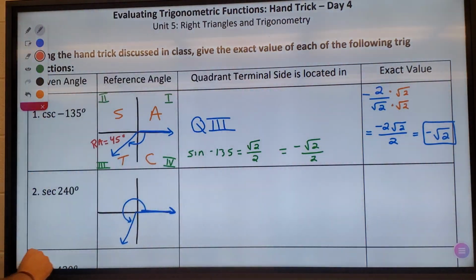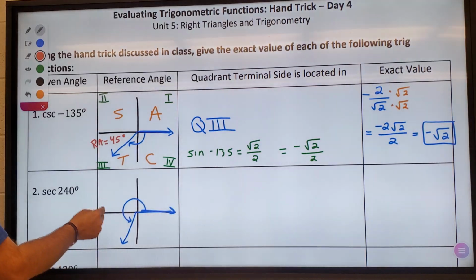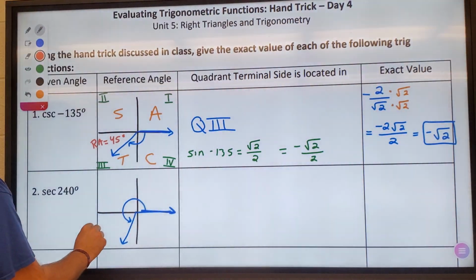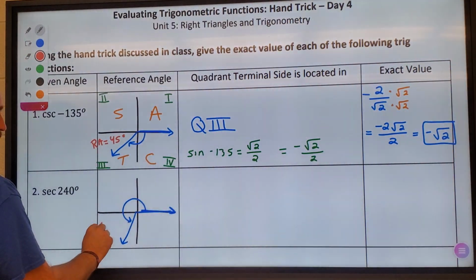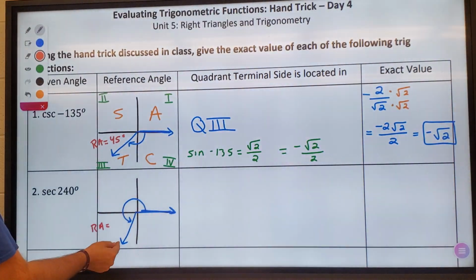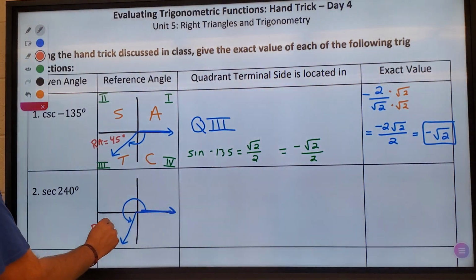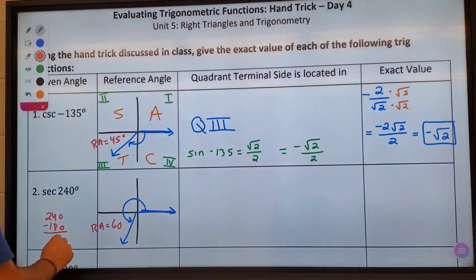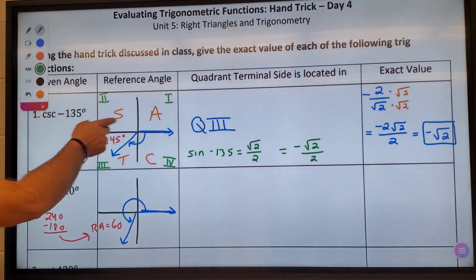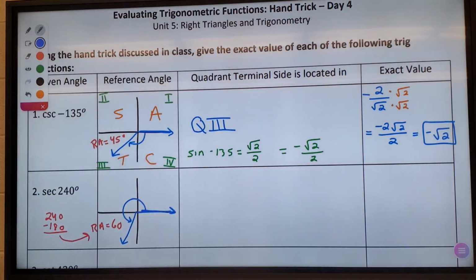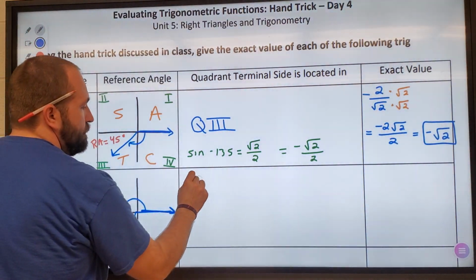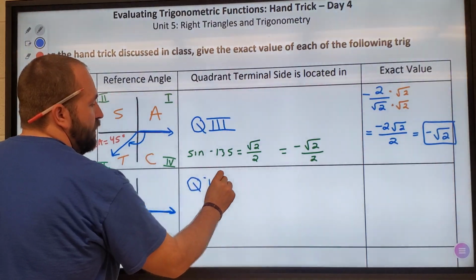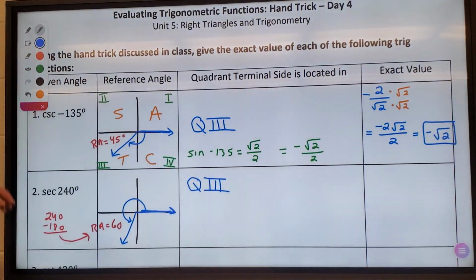Okay, my reference angle again is between the x-axis and the terminal side, again the closest one. So the reference angle is here now. From 240 back to 180 is 60 degrees. Okay, we have 240 minus that 180. Again, looking at the second part here, quadrant what? It's again falling in quadrant 3 here. Okay, I promise they all don't fall in quadrant 3. You'll have to just work them out.